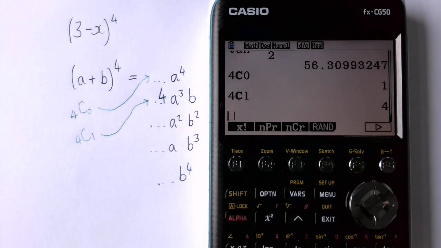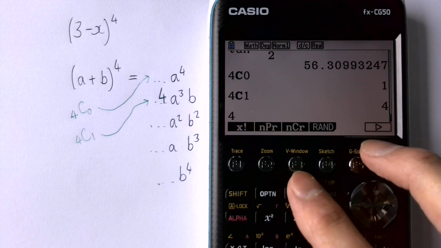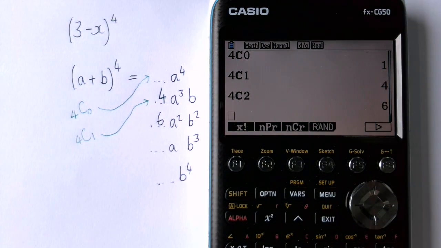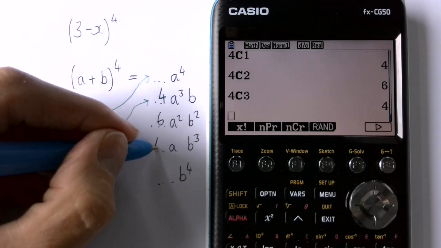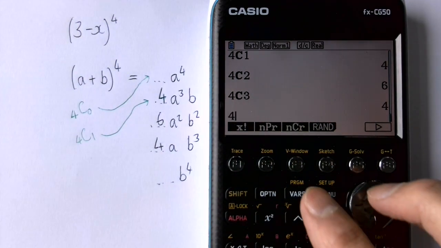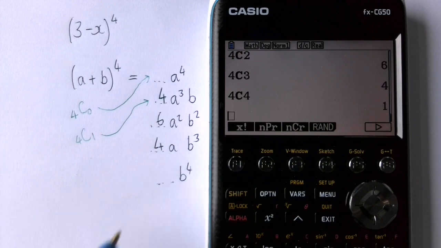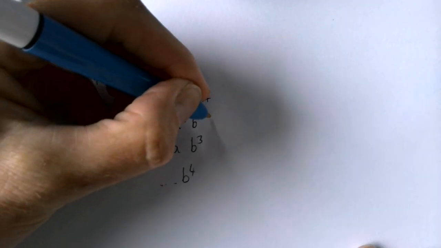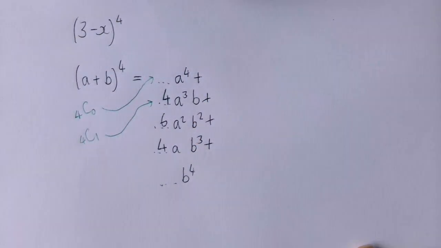From then on, though, I'm a bit shaky, so 4C2 is 6, and of course it's symmetrical, so now I'm pretty sure I know what's going to happen next. 4C3, yeah, that's 4, and 4C4 will be 1 again. So there we go. And those terms are added, so it's that, plus that, plus that, plus that.